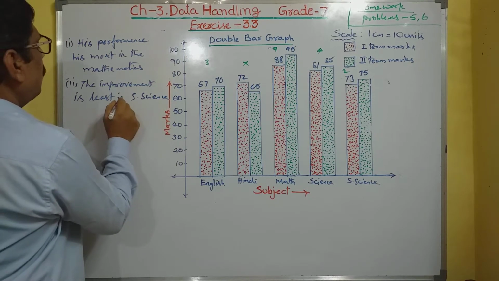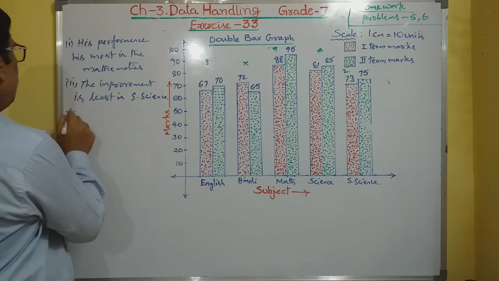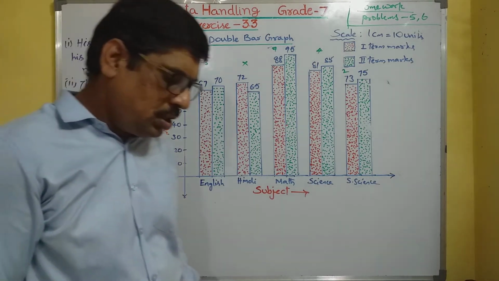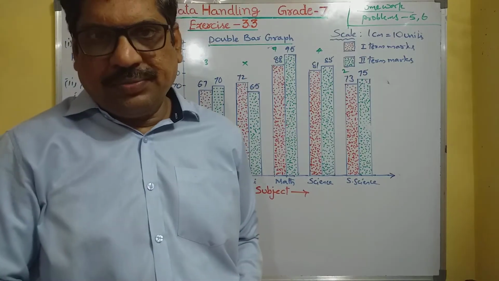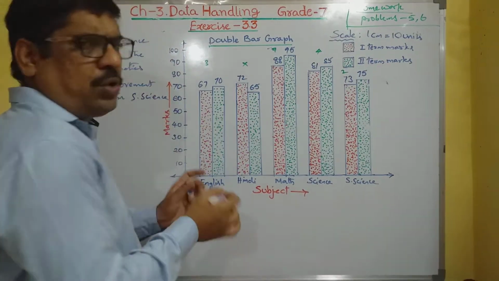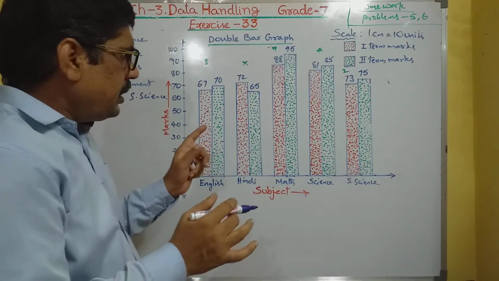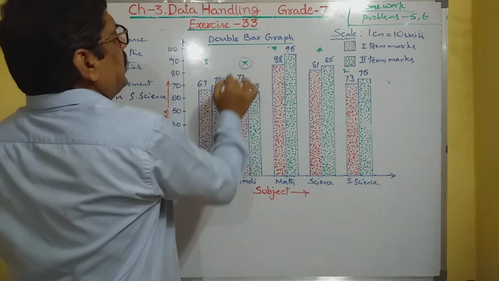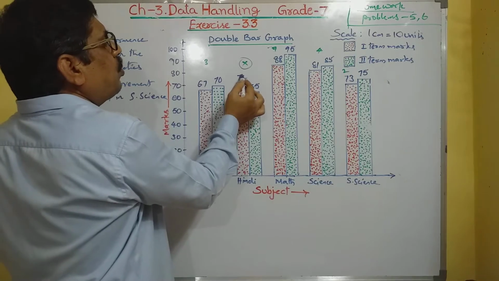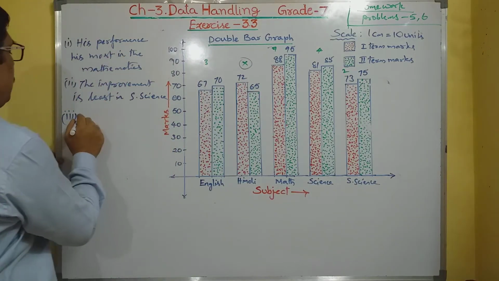Okay. Now, what is the third question? We need to answer the third question. Has the performance gone down in any subject? Means there is no improvement. Did he go down in any subject? You have to observe. Here see, in Hindi, there is no improvement, he has gone down.